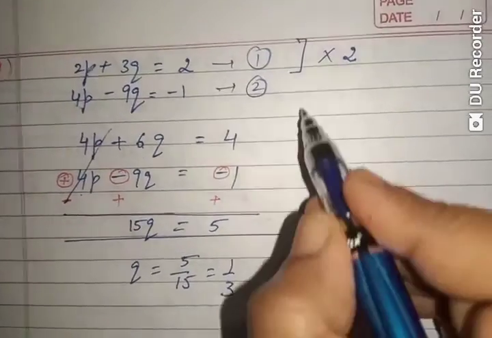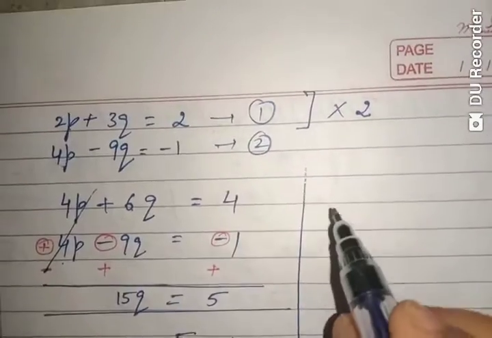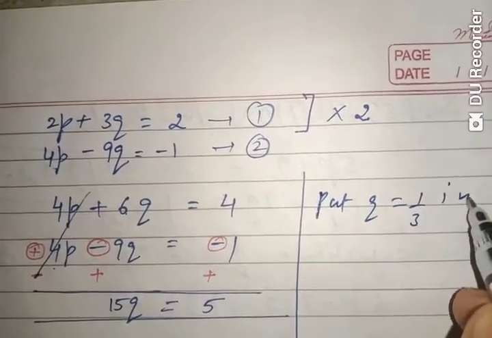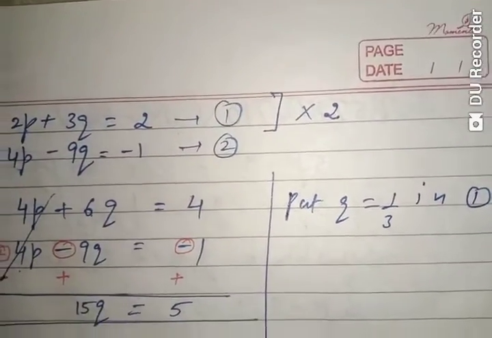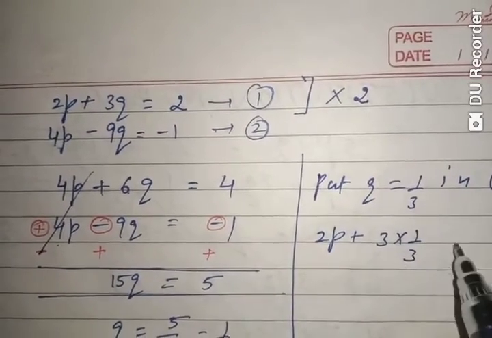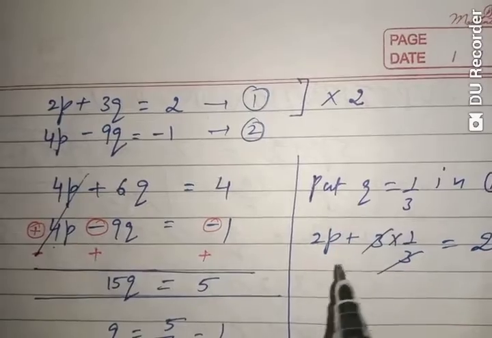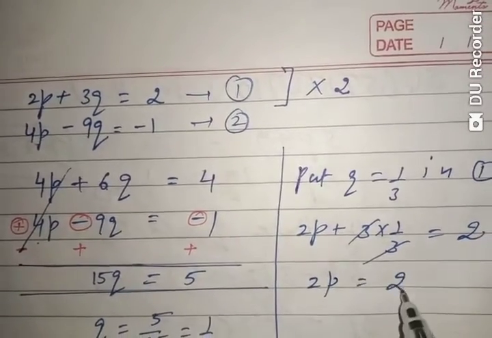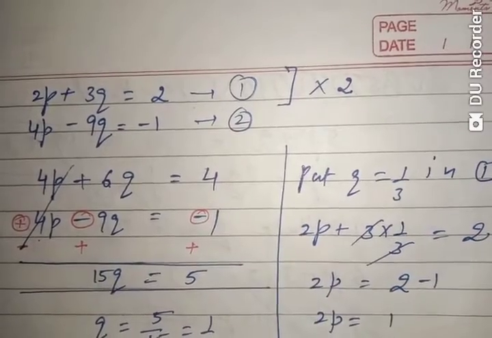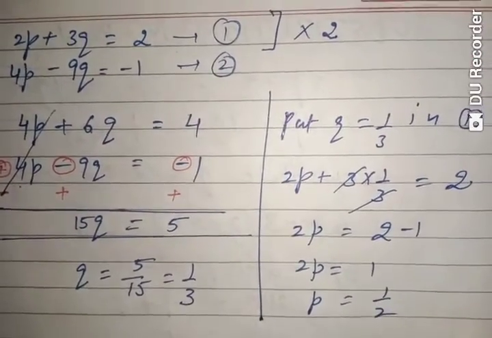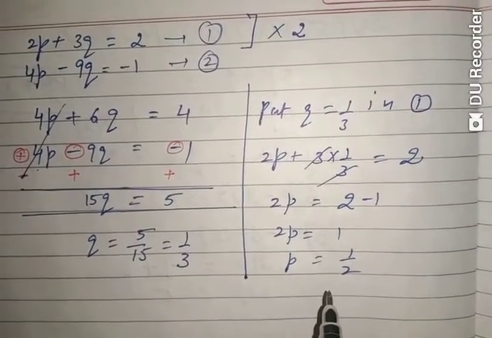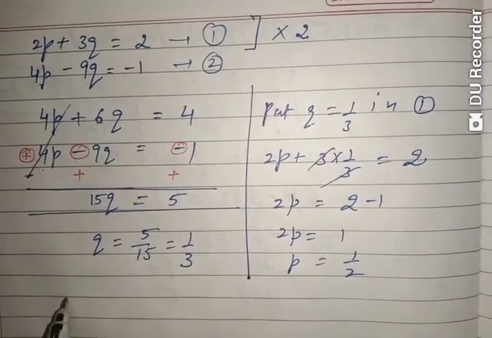Now we'll find the value of p. Put q is equal to 1 by 3 in any of the equations. So I am going to put it in 1. So 2p plus 3 multiplied by 1 by 3 is equal to 2. Cancel this 3 with 3. So 2p is equal to 2. This 1 will go to that side. So 2p is equal to 1 and p is equal to 1 by 2. But still we have not got the answer because our question was in x and y. What did we suppose?